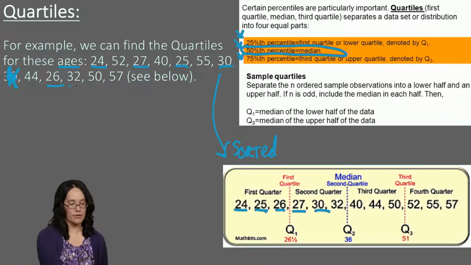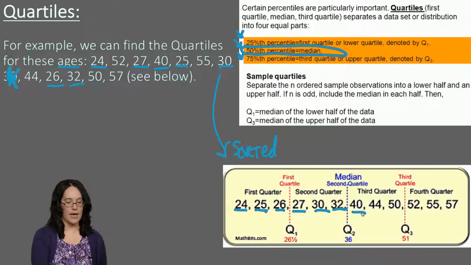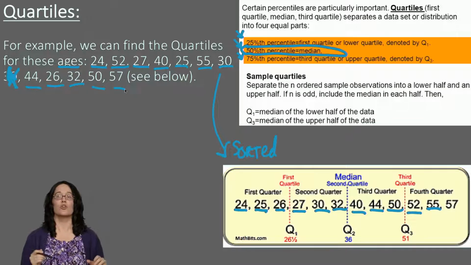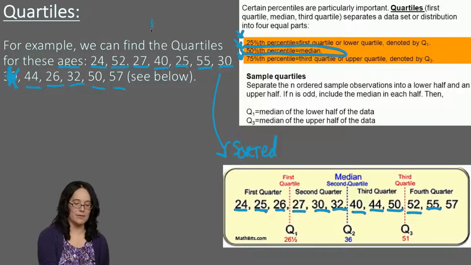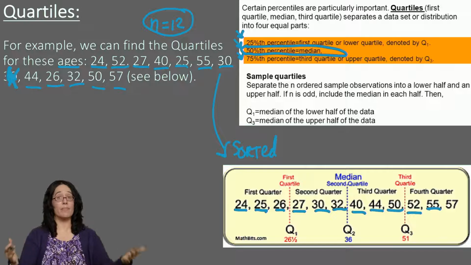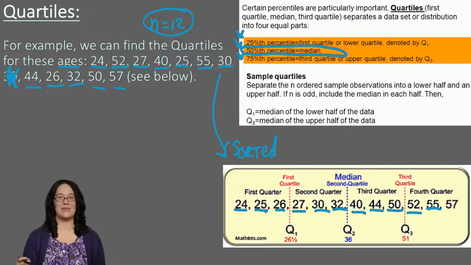Okay, then we had a 32-year-old. Then we had a 40-year-old, a 44-year-old, a 50-year-old, a 52-year-old, 55-year-old, and 57-year-old. Okay, so we've now taken, again, the correct number should be 12. There are 12 ages of people here supposed to be represented. Now, could it have been 13? Yes, but since I'd already created this for you, let's keep the 12 that way. So we've sorted them from low to high always.